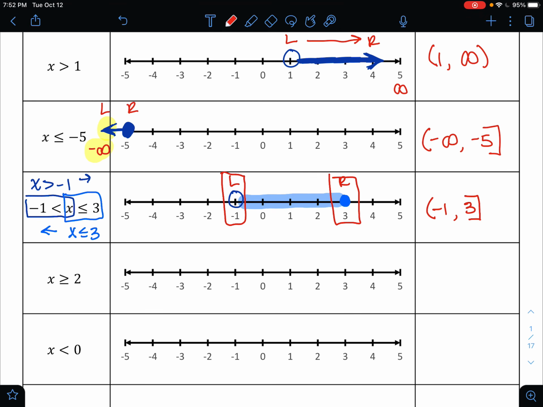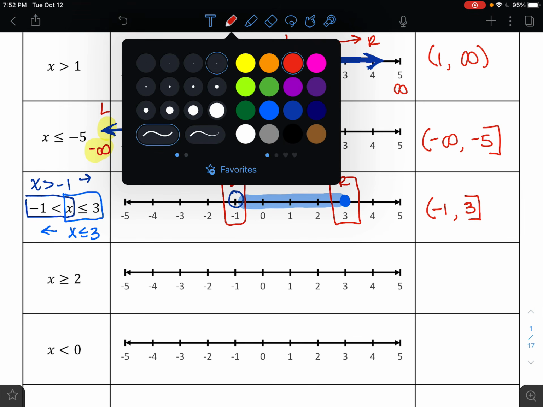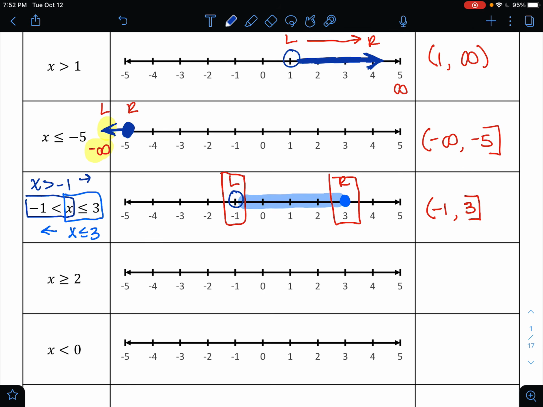Let's try that again with the next one. Here we have x is greater than or equal to 2. 2 is going to have a closed circle because it's equal to. I want all the numbers that are greater than 2, so I am going to shade to the right.